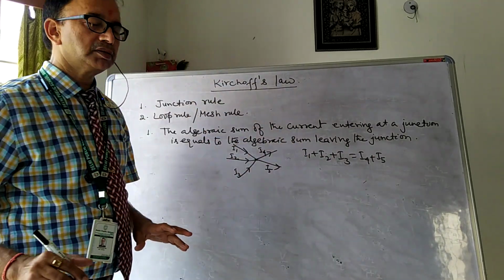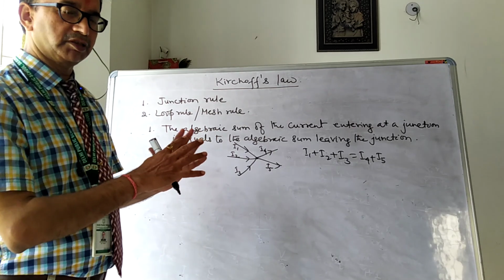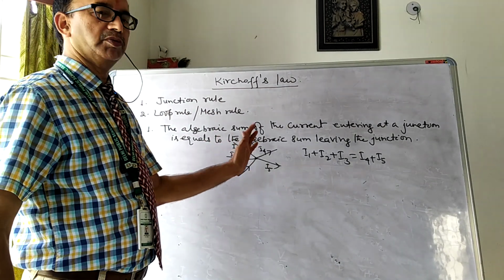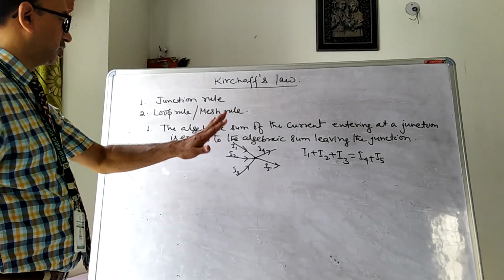So what does it mean? It means that the total charge remains constant. The charge entering will be equal to the charge leaving the junction. So it is based on the law of conservation of charge.